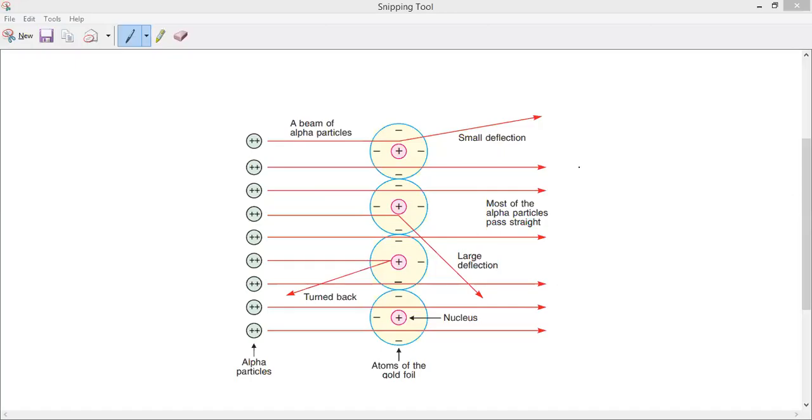Hope you all have drawn this diagram also. Is it yes, guys? Please respond, Shakti. Yes, sir. Now notice it here.